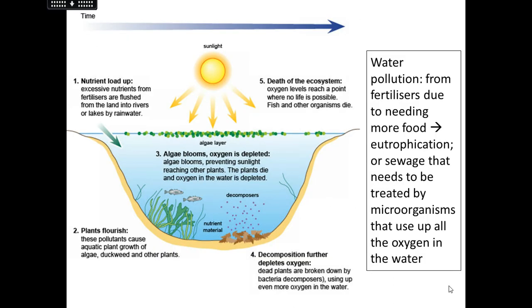In particular, we're going to focus on water pollution. So water pollution can be because of needing more food. Farmers will use fertilizers to encourage their crops to grow more quickly or bigger. And if it rains or just naturally, the fertilizers can get flushed into rivers and lakes and all sorts of other small aquatic ecosystems. And what will happen is those fertilizers will encourage growth, and you'll end up with something called eutrophication. I'll talk you through that in a little more detail in a moment.